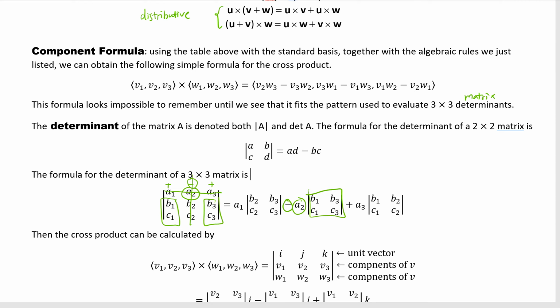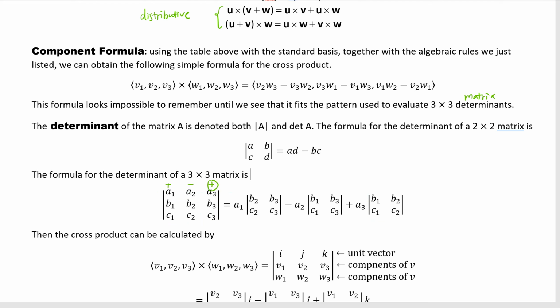So right here. And then we have plus A3 times the minor. The minor is the determinant of the submatrix by deleting the first row and the last column, which is this one. So that's why we have the determinant of the 2 by 2 matrix B1, C1, B2, C2. So far so good, everybody?